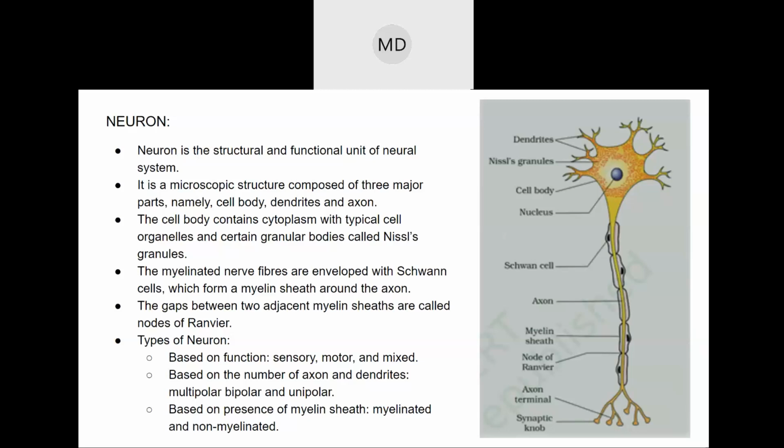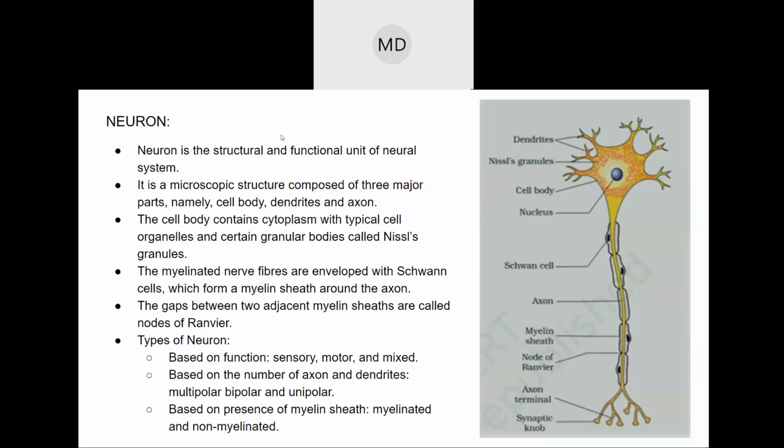Okay, so neuron, it is the structural and functional unit of neural system. For a cell, we say, what is a cell? A cell is the structural and functional unit of living things, right? Without the cell there will be no living things. Same way, these neurons are the structural and functional unit of neural system. So without the neurons, there will be no neural system.